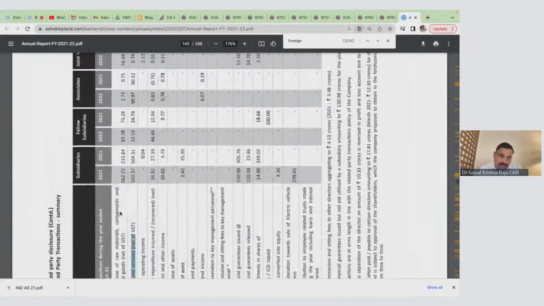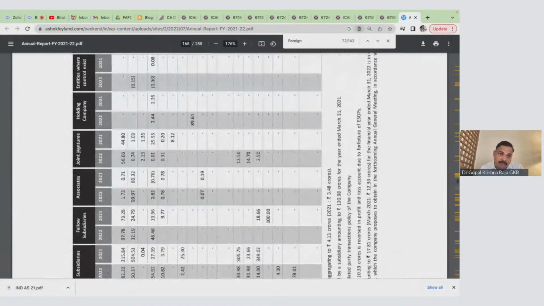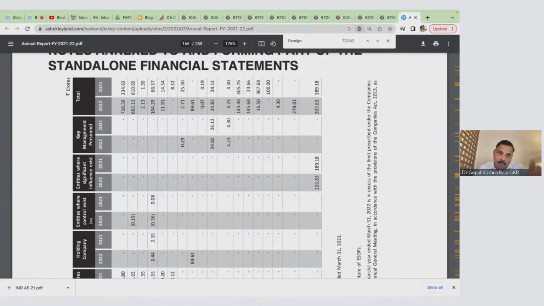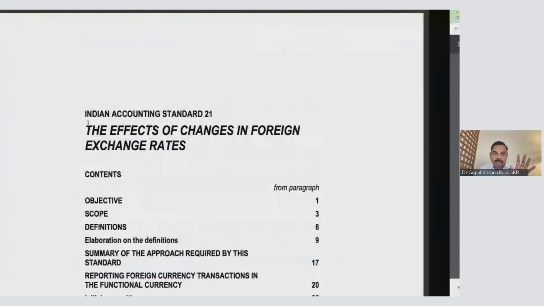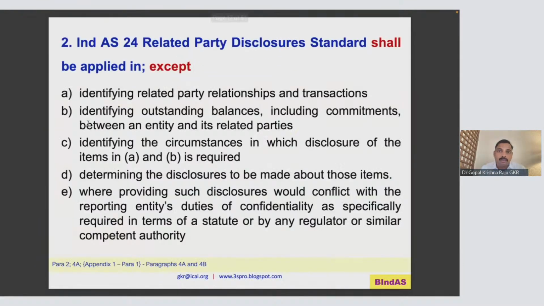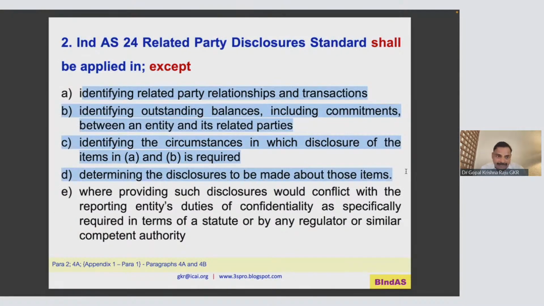So they are giving it for subsidiary, fellow subsidiary, associate, joint venture, holding company, entities where control exists, entities where significant influence exists, and KMP total. So all these disclosures have to be made. That's a separate paragraph. Okay, good. Now, shall be applied except all four are there.